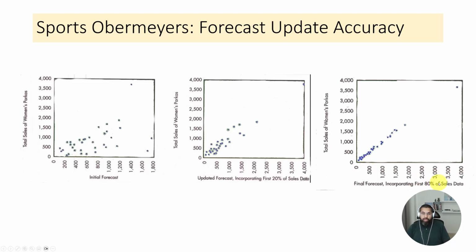But this may be too late to place a third order, depending on your lead time, right? The graph on the right is just to show you that the more actual data you observe, the more accurate your forecast becomes. But this is probably too late to do anything about it when you have observed 80% of the sales. 80% of the season has passed, right? So the middle graph is where the second order is going to go, and the first graph is well before the season, where the first order is going to go.